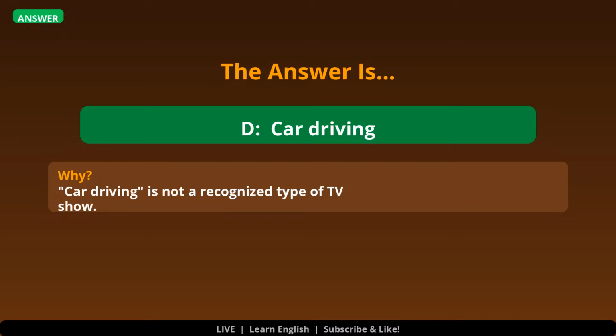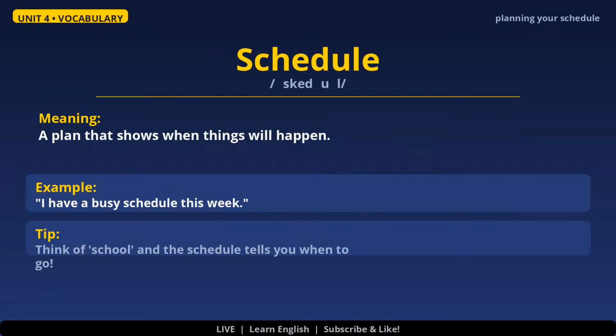And the correct answer is option D, car driving. Car driving is not a recognized type of TV show. Great job if you got it right. Let's continue learning. Here comes a great word to know.